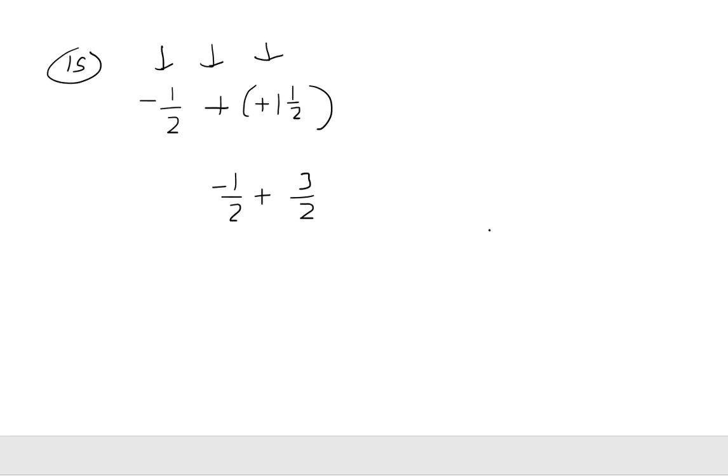And again, these have common denominators already, so we just combine the tops. Negative 1 plus 3 is 2. 2 divided by 2 is a 1.